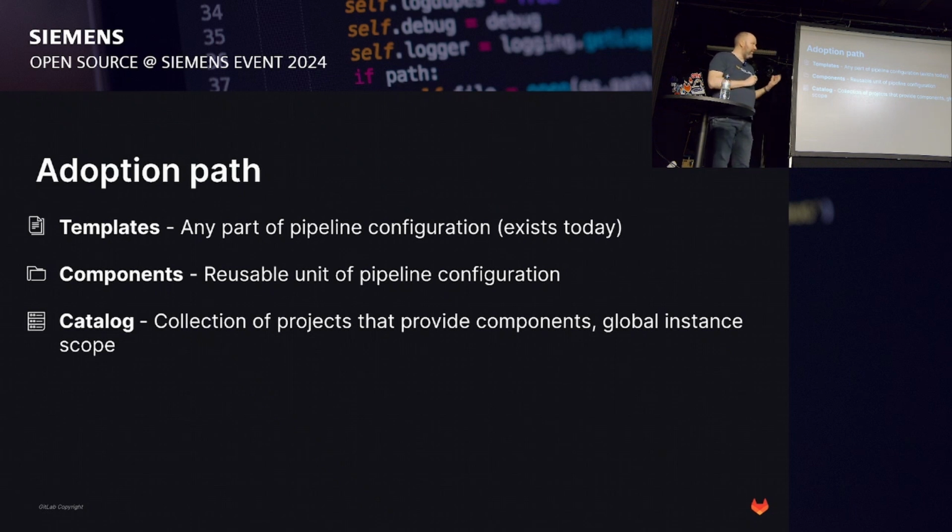And the adoption path can be, you have the templates, which exist today in a pipeline, and then consider adding or migrating to components, and use the catalog to make it more discoverable within the teams, and provide documentation. And also consider copying that on the instance level and get to work.